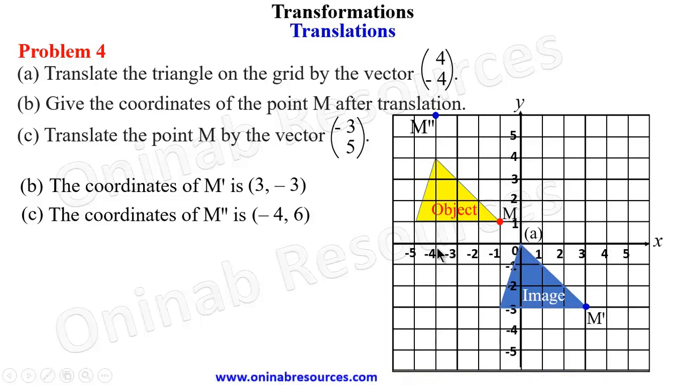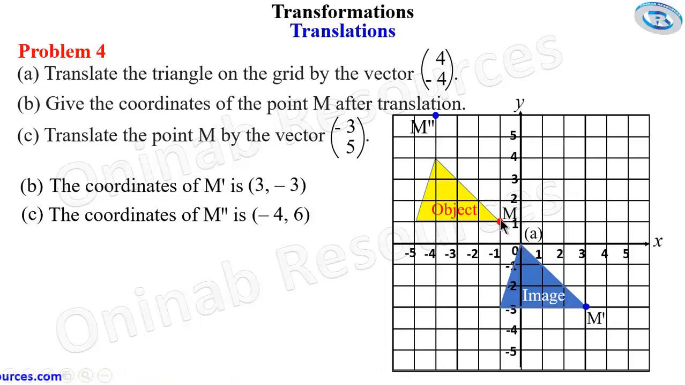Then also this is 4. That is the y component. Y component here is negative 4. Negative 4 plus 4 is 0. So you can see now it is 0, 0, and it is at the origin. That is why this vertex is translated to the origin here.